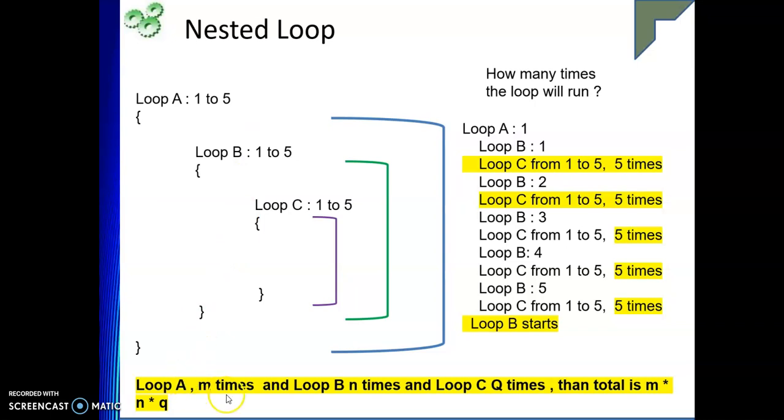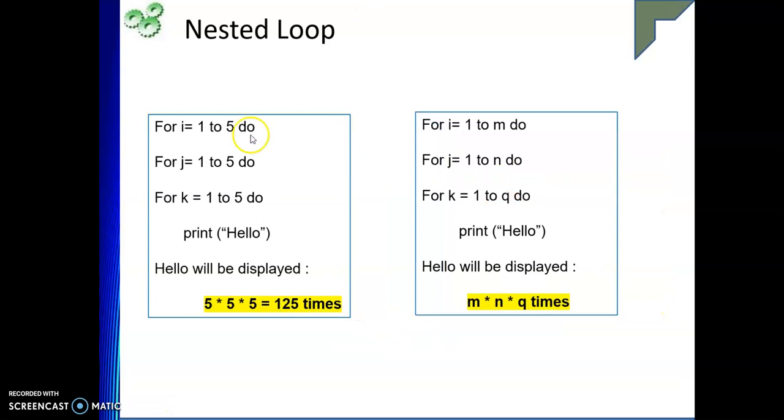So if loop A runs m times, loop B runs n times, and loop C runs q times, then the total count will be m into n into q. Now you can see this example: for i equal to 1 to 5 do, for j equal to 1 to 5 do, for k equal to 1 to 5 do, printf hello. So hello will be displayed 5 into 5 into 5, that is 125 times. If the counts are m, n, q, then printf hello will be displayed m into n into q times.